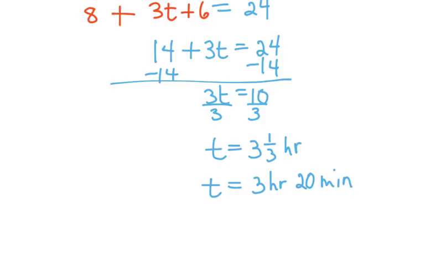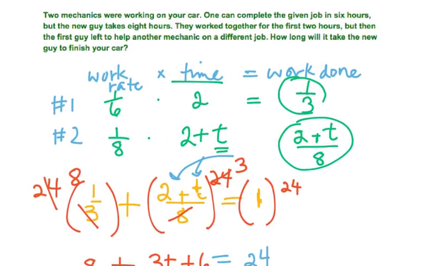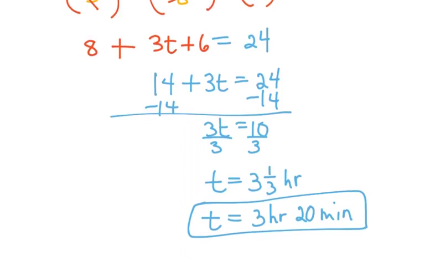Is that reasonable? I want to make sure I did this right and didn't goof up. 3 hours and 20 minutes. Let's look back. The first guy can do it in 6 hours. The second guy can do it in 8, right? They worked together for 2 hours and the first guy finished up. Sounds reasonable. It's not like 20 hours or half an hour, so sounds reasonable. We'll go with it. 3 hours and 20 minutes.